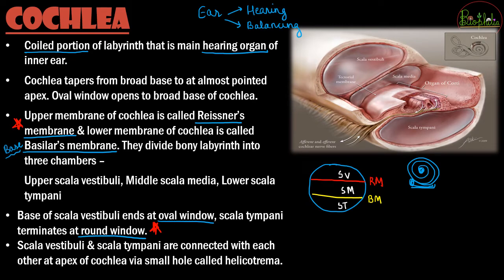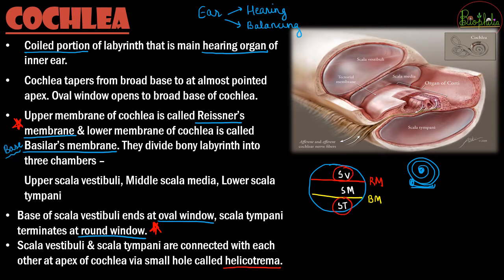Now the scala vestibuli, that is the upper chamber, and the scala tympani, that is the lower chamber, these two are going to be connected to each other at the apex, and at this apex there is going to be a small hole, and that hole is called the helicotrema. What is it called? It is called the helicotrema. So this helicotrema is going to be a special connection between the scala vestibuli and the scala tympani.